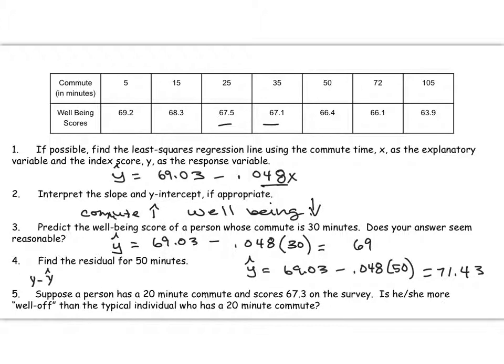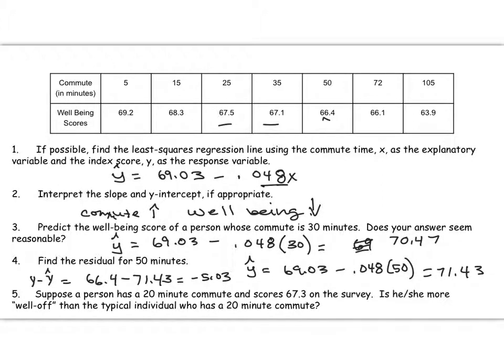Oh, let me go back to the 30-minute one. This is actually 70.47. Made a mistake in my calculation. All right, so 71.43 is the expected well-being score. What is our observed? It's 66.4. So our residual is going to be 66.4 minus 71.43. And that gives me a residual of negative 5.03.